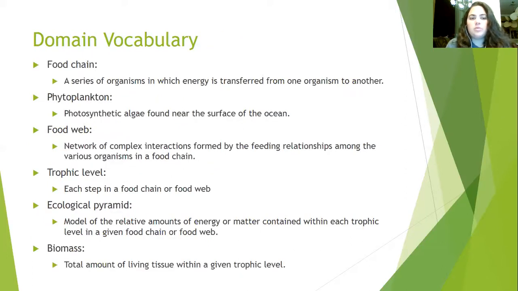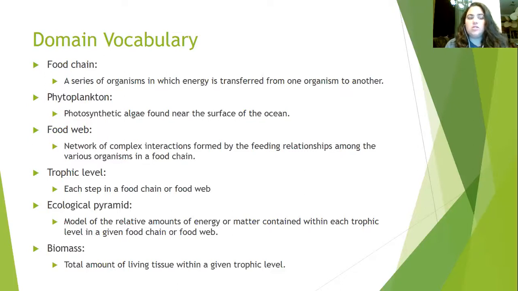All right, domain vocabulary for this week. We're going to have food chain, phytoplankton. We talked about phytoplankton in the last couple of lessons, so that should not be a brand new word for you, but it's one that we will be using this week. Food web, trophic level, ecological pyramid, and biomass.